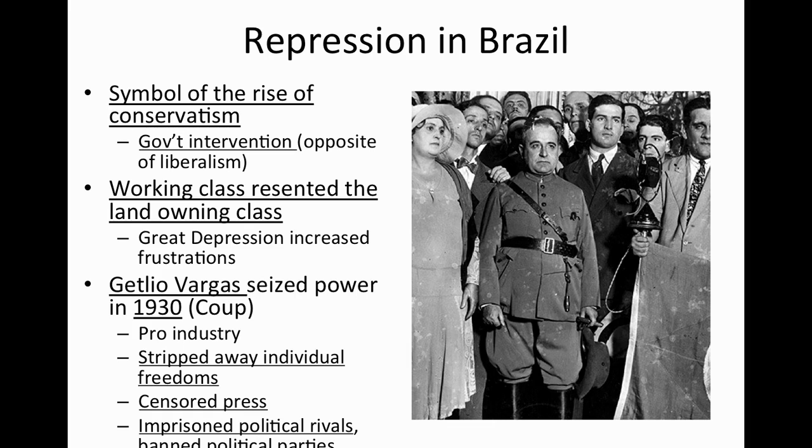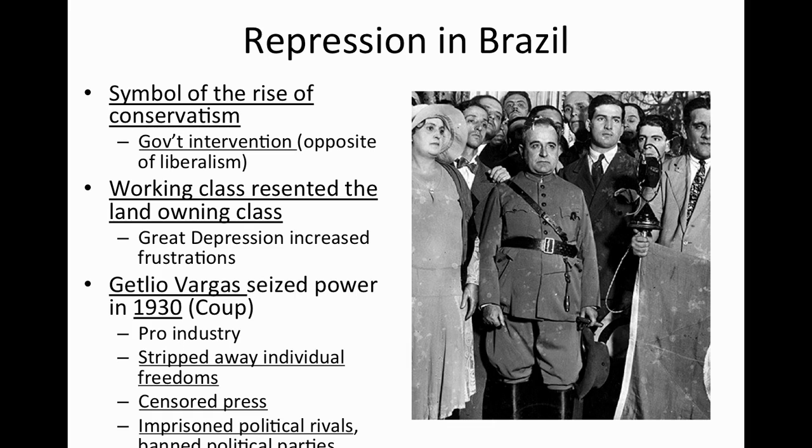He's going to censor the press like Mussolini did. He's going to go after political rivals and ban political parties like Hitler did. So a common theme here, right? Whether it was Hitler, Italy, Franco in Spain, or Vargas in Brazil, we're going to see the rise of authoritarian or totalitarian dictators, right? Definitely more of a conservatism growing.